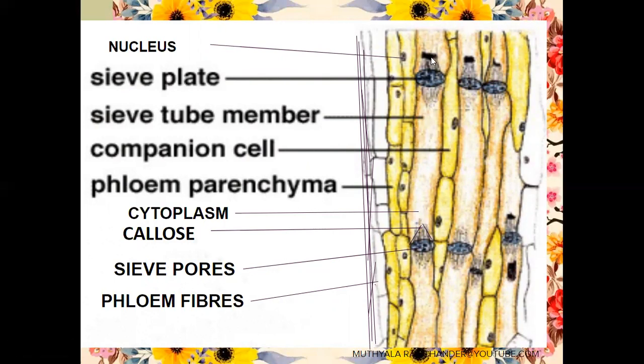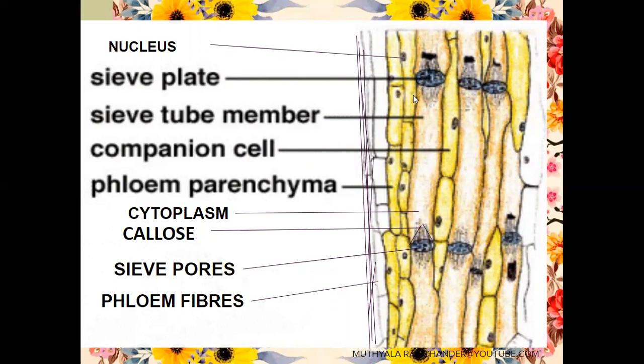During the translocation of organic solutes like sugars through the sieve tube, some amount of organic solutes is deposited on the sieve plate as a pyramid-like structure. A little bit of food material, a little bit of sugar solution, is deposited on the sieve plate. This pyramid-like deposition of carbohydrates or sugars is called callose.